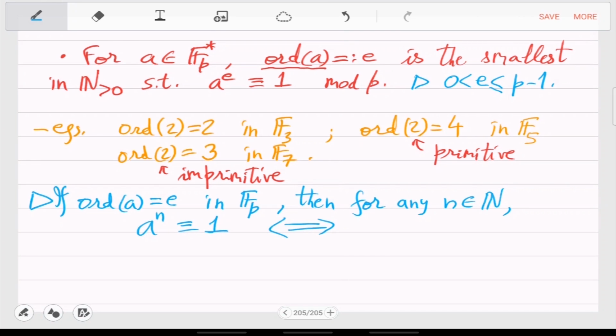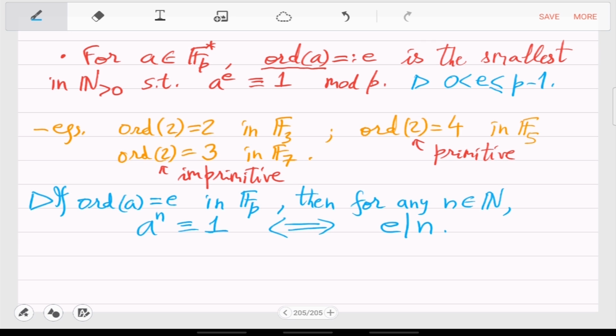yeah, so let's read this. So the order of A is E in the prime field, and suppose somebody gives you another n such that A raised to n is 1. What can you say is the relationship between E and n? Can you say n equal to E? No, you cannot say n equal to E because n can be 0 or n can be 2E. So what you can say is E divides n. Okay, so A to the n is 1 only for multiples of the order. It's if and only if.